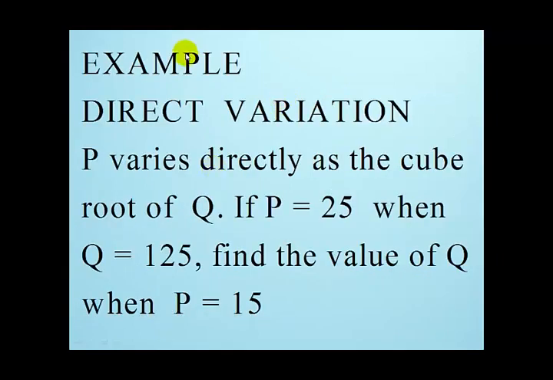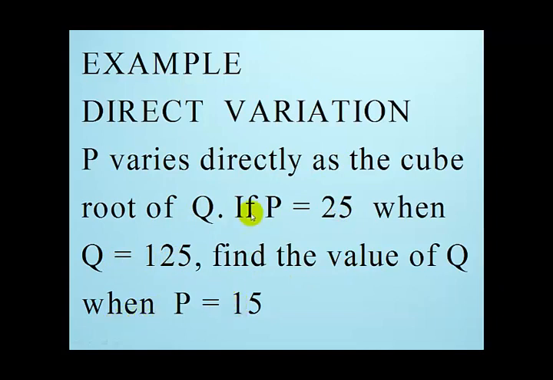Now let's take a look at this example of a direct variation. P varies directly as the cube root of Y. If P equals 25 when Q equals 125, find the value of Q when P equals 15. Now from the question, it's a direct variation question. And the question says that P varies directly as the cube root of Y. If P equals 25 when Q equals 125, find the value of Q when P is equal to 15.